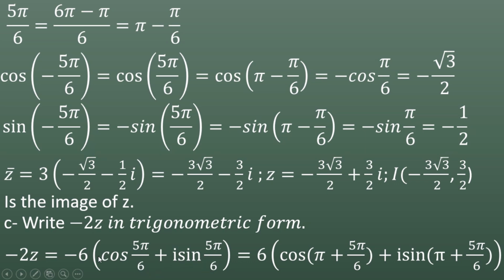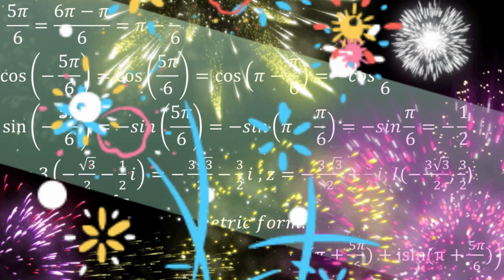How to get rid of the minus in both cosine and sine? By making use of pi plus alpha. Pi plus alpha is in the third quadrant, where both sine and cosine are negative. So cosine of pi plus 5 pi over 6 plus i sine of pi plus 5 pi by 6. Pi plus 5 pi by 6 is 11 pi over 6, here also 11 pi by 6. Positive number, cosine angle plus i sine same angle, which is 11 pi by 6. Then this is the trigonometric form.